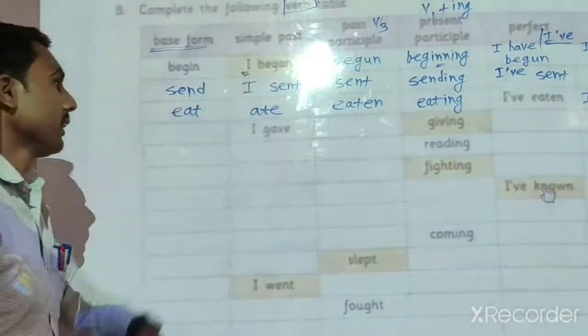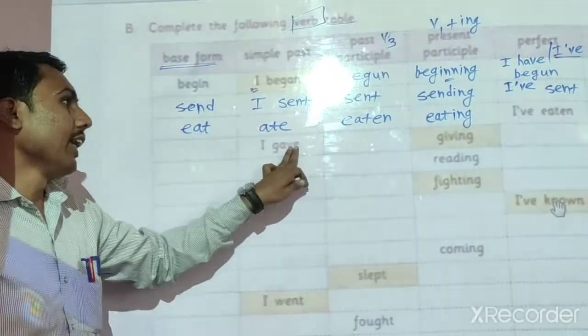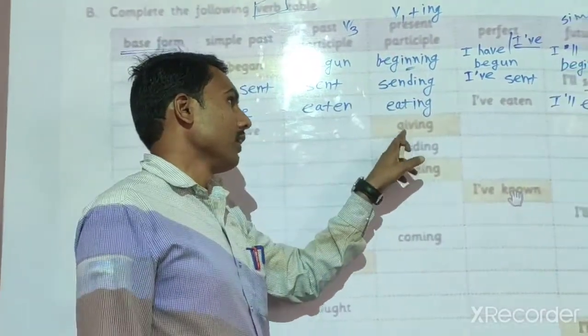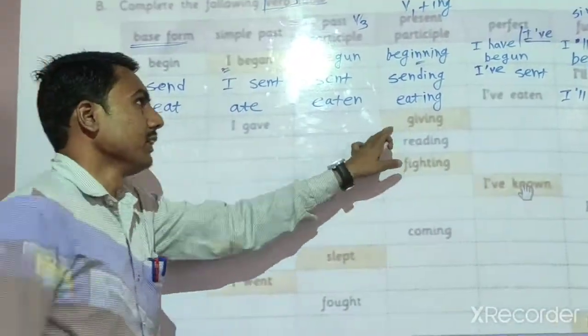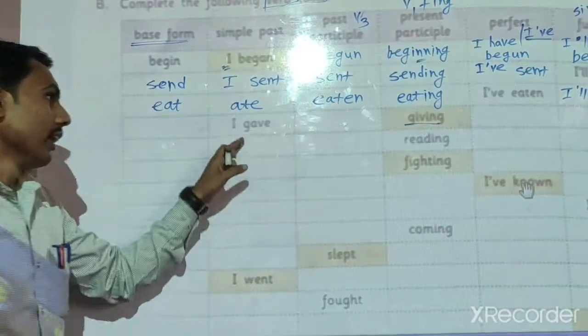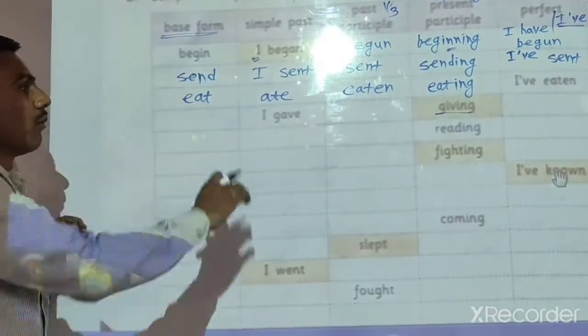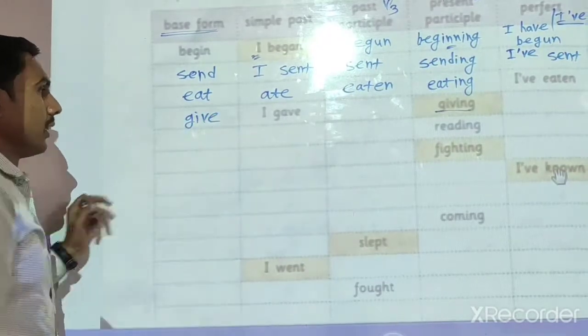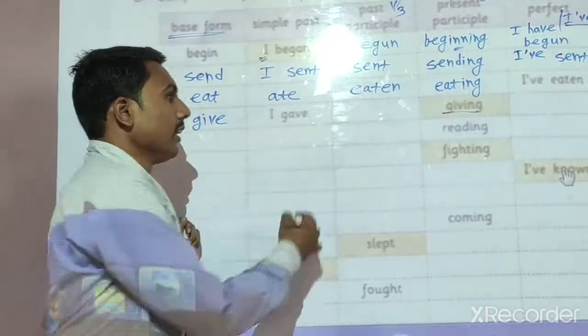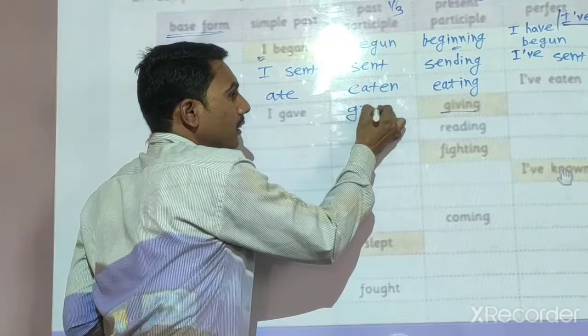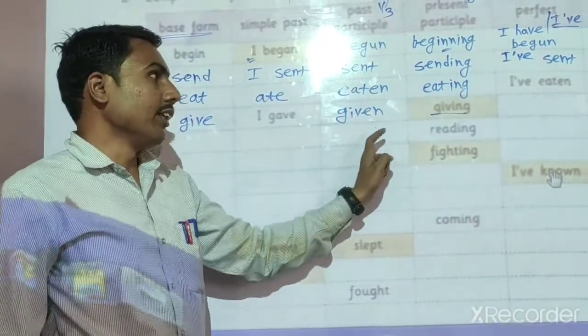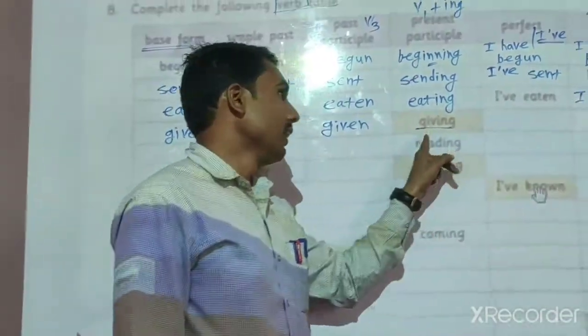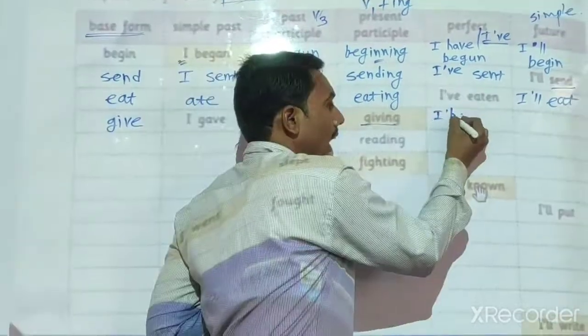Okay, now the next word. Look here, simple past. I gave. Then present participle is also given. Okay, that means given. Look here, we want to write the base form of that verb. Gave, that is give. Give, I gave, and here given. Past participle, that is given. Present participle, giving.